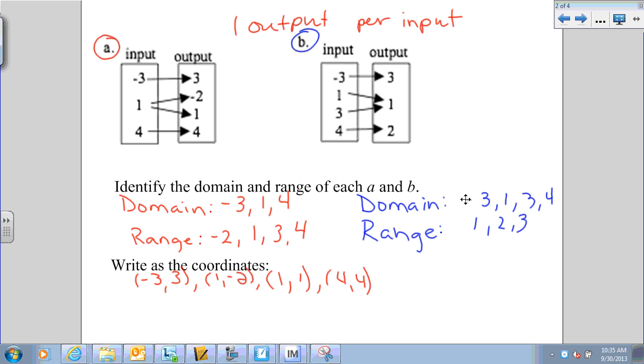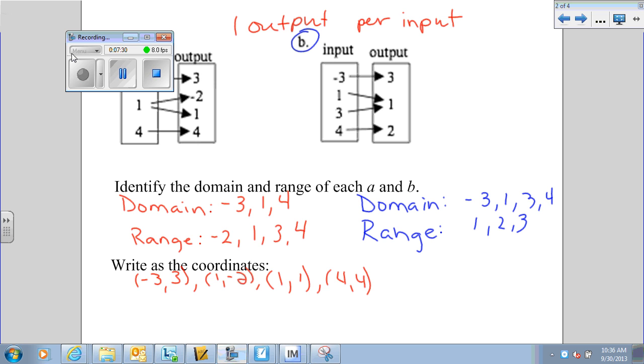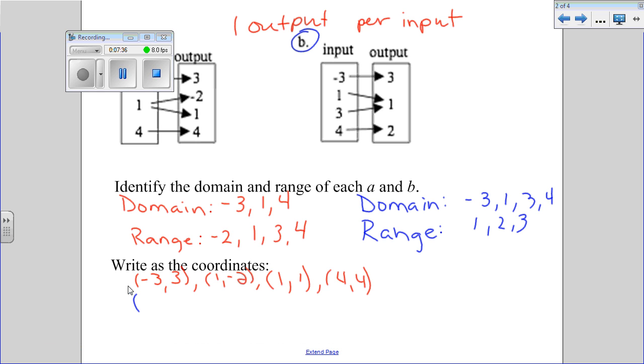So, at your table with your partners, if you have not done so already, write the ordered pairs. Lexi, what did your table mates and you come up with for coordinates? -3, 3. 1, 1. 3, 1. 4, 2. Do we agree with Lexi's group, ladies and gentlemen?